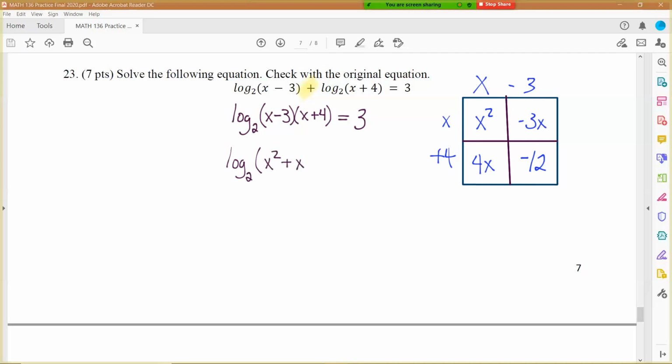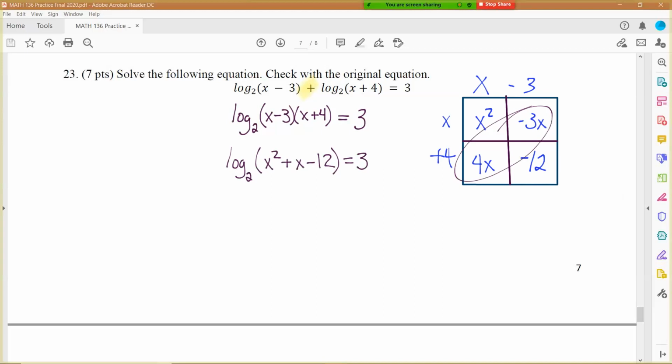So when I combine like terms, I have x squared, which stays the same. I'm going to add together these two terms right here, the negative 3x and the positive 4x, to get plain old x. And then the minus 12 gets brought down.